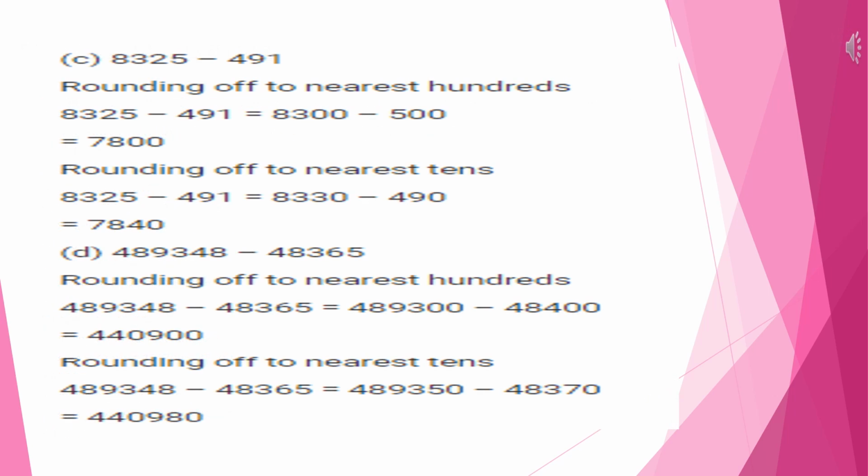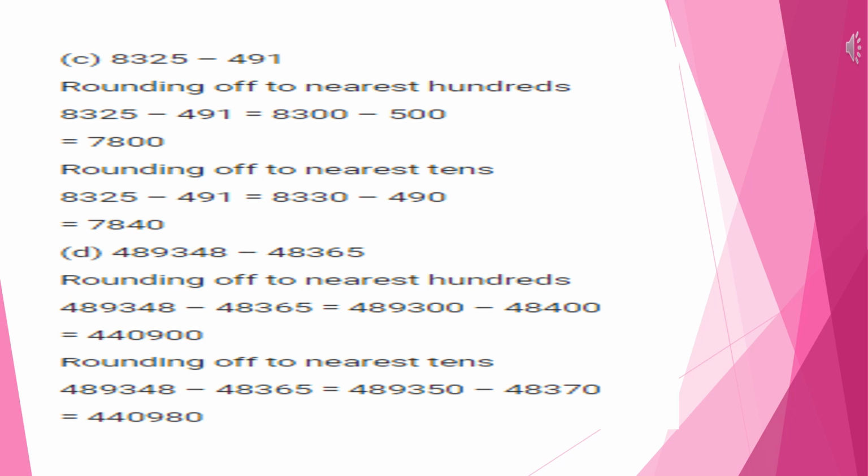C part, 8,325 minus 491. Firstly, we will round off the numbers to the nearest 100. 8,325 is equal to 8,300. 491 is equal to 500. After subtraction, we will get the answer 7,800. Now, we round off the numbers to the nearest 10. 8,325 is equal to 8,330. 491 is equal to 490. After subtraction, we will get the answer 7,840. Now, D part.